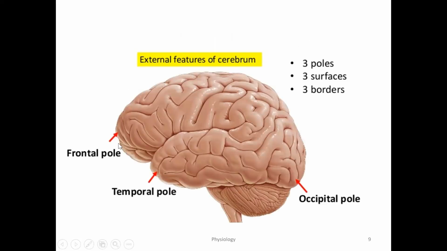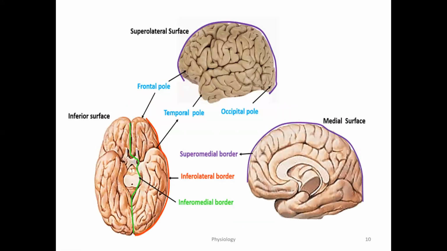So you can see that there are three poles, that is frontal pole anteriorly. In between, you have the occipital pole and frontal pole. And this is a temporal pole, and this is an occipital pole. So these are the three poles present in each cerebral hemisphere. Then what are the three surfaces? The superolateral surface, inferior surface, and medial surface. This is the medial surface, this is the superolateral, this is the inferior surface. Three borders are superomedial border, inferolateral border, and the inferomedial border. So these are the three surfaces, three borders, and three poles.